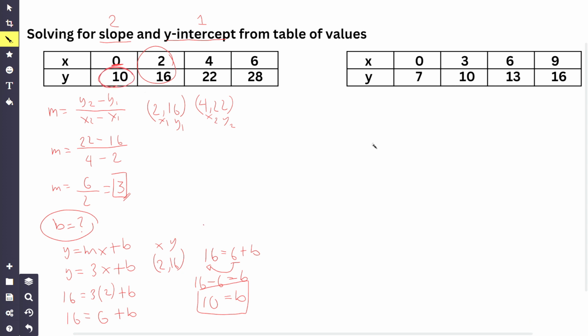The same, right? This is 10, this is also 10. So we're done. Our m, guess what? 3. Our b is 10. So that's how you solve for m and b.